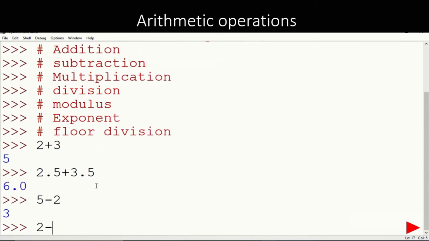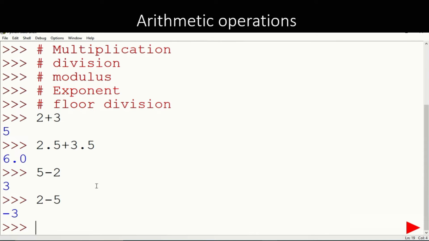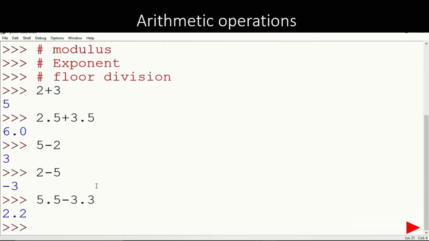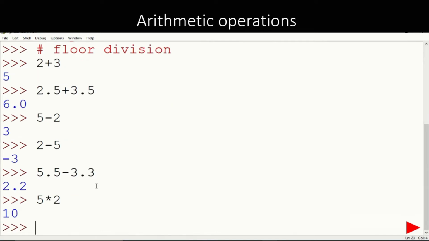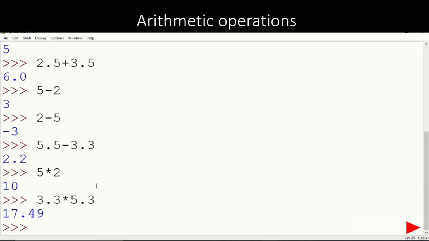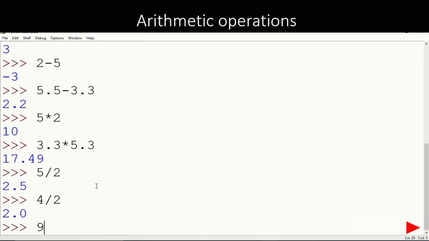5 - 2 gives 3. 2 - 5 gives -3. Directly we will calculate. 5.5 - 3.3 gives 2.2. Multiplication: 5 × 2 gives 10. 3.3 × 5.3 gives 17.49.